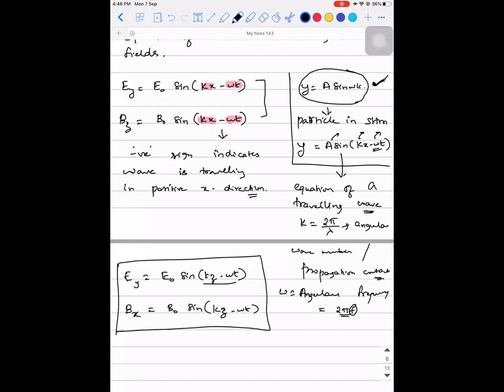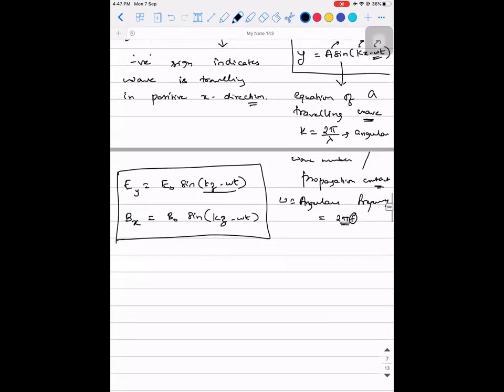I've seen questions like this. So you might get something of this sort, or they will give you Ey is equal to, let's say, 2.25 into 10 power 3 sine 5x minus 2 pi t.